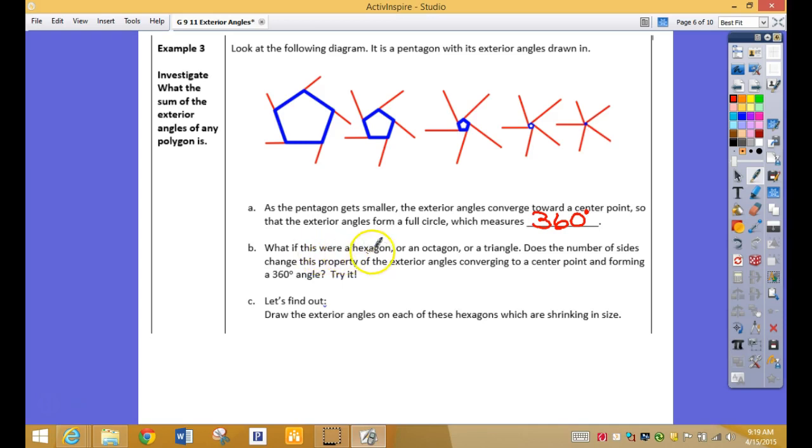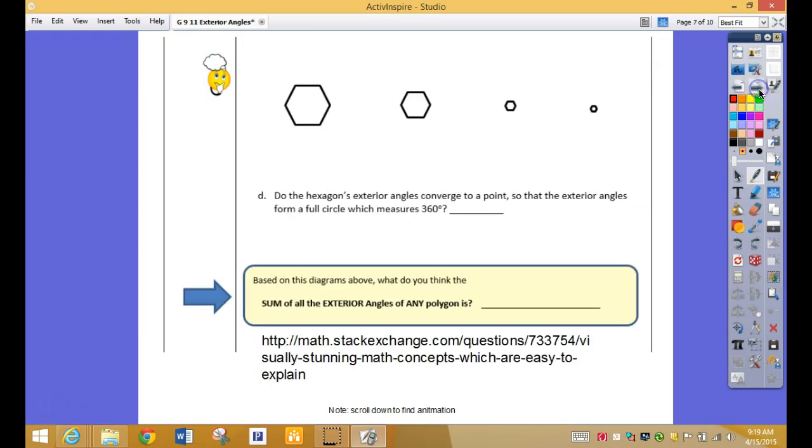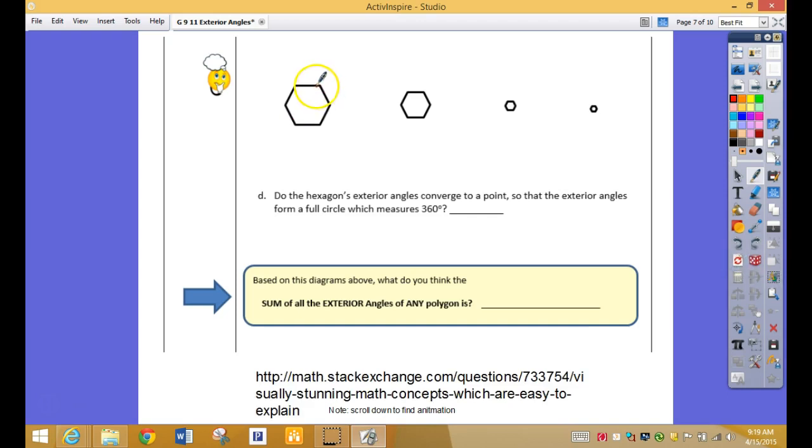So what if there was a hexagon, 6 sides, or an octagon, 8 sides, or a triangle? Does the number of sides change this property of the exterior angles converging to a center point and forming a 360 degree angle? Let's try it. All right, so if we were to go to this, 1, 2, 3, 4, 5, 6, there's this hexagon. If we were to keep going and draw all these exterior angles, and keep going and going and going, does that form a full circle?